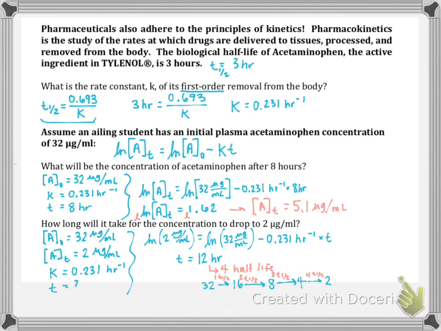And we can use this logic because we know that for a first order reaction, t1/2 is constant. Whereas if this were a second order reaction, if our first t1/2 was 3 hours, then our second half-life would take 6 hours, the third would take 12 hours, so on and so forth. It would keep doubling.